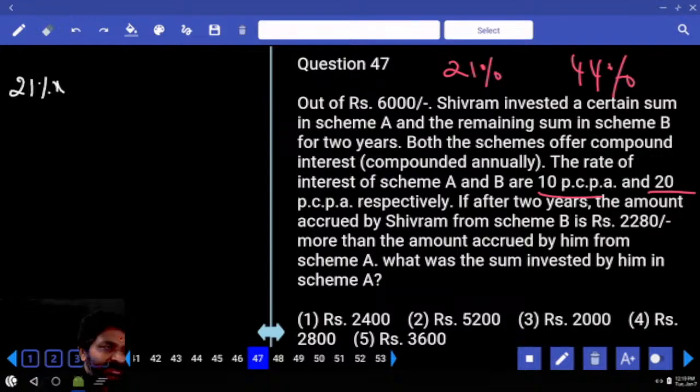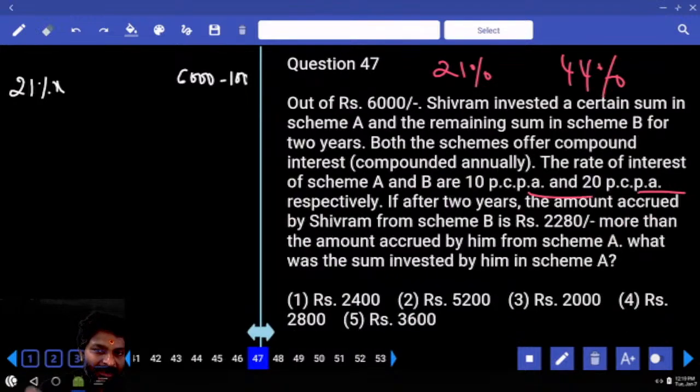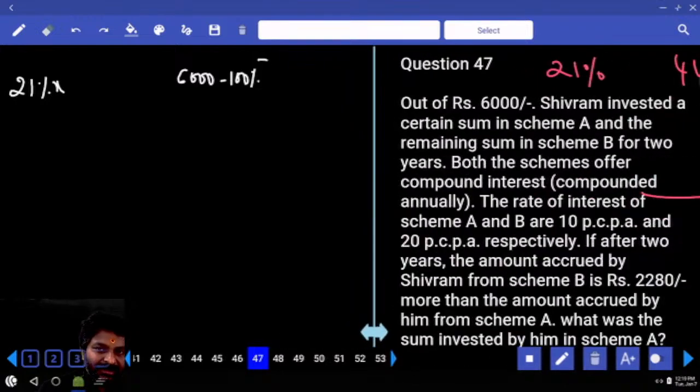21% of X is the interest getting by Shivram from scheme A. Remaining money, 6,000 minus X, is invested in B. From here we are getting 44%. Scheme B interest is more than scheme A interest by 2,280. Clear?